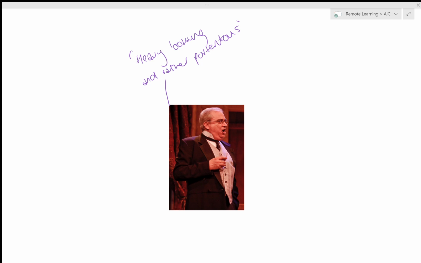This heavy looking and rather pretentious sort of leads me to the idea that Priestley wanted to describe him as a bit of a fat cat. Someone that was interested in money, obviously had wealth, and had that kind of only care about myself and my own goals mentality to him.